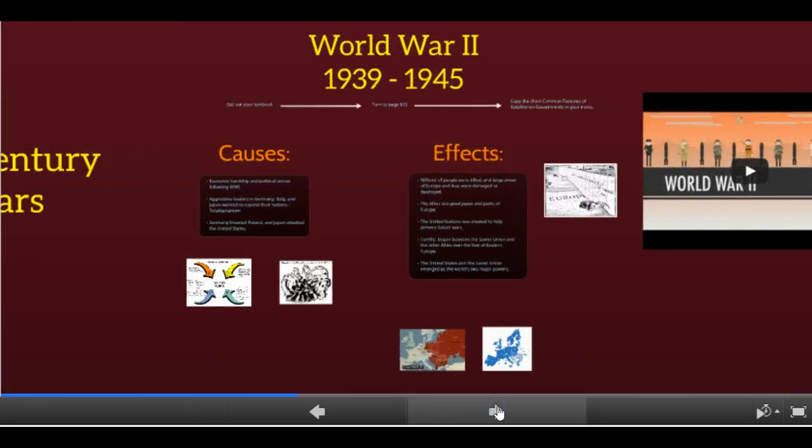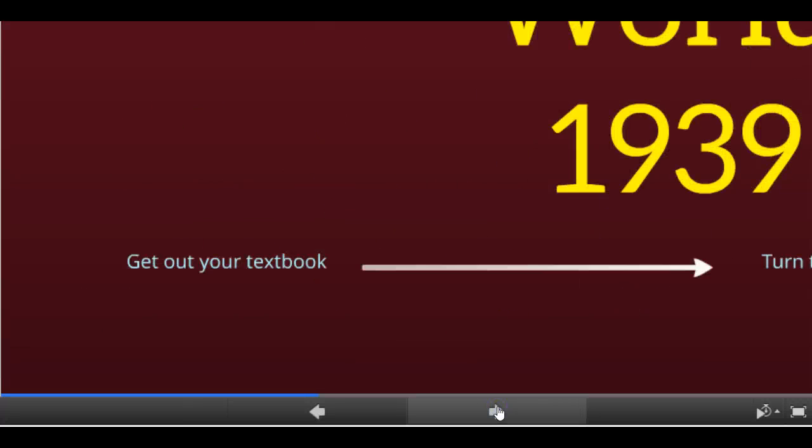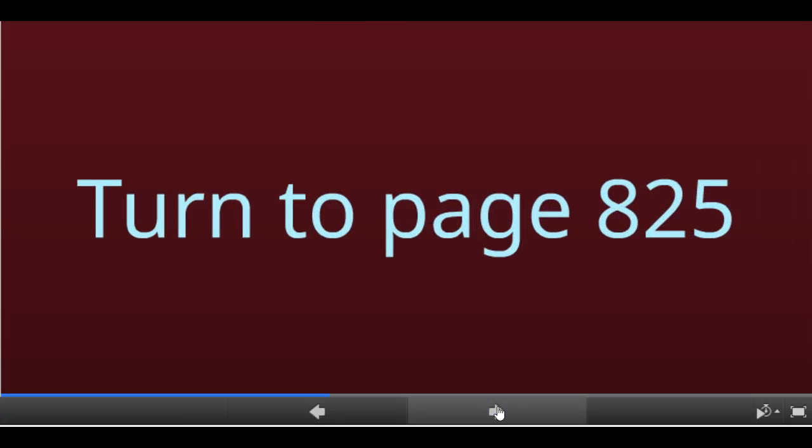I'm going to look at World War II in this video as well, and we'll move on to the next video after this. World War II, 1939 to 1945. Now on your note sheet, you will see the common features of a totalitarian government. This is in your textbook on page 825.